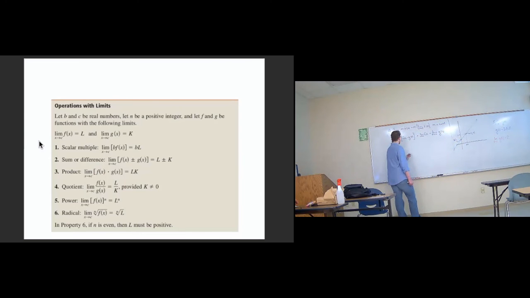The product: the limit as x approaches c of f of x times g of x is equal to the limit as x approaches c of f of x times the limit as x approaches c of g of x.